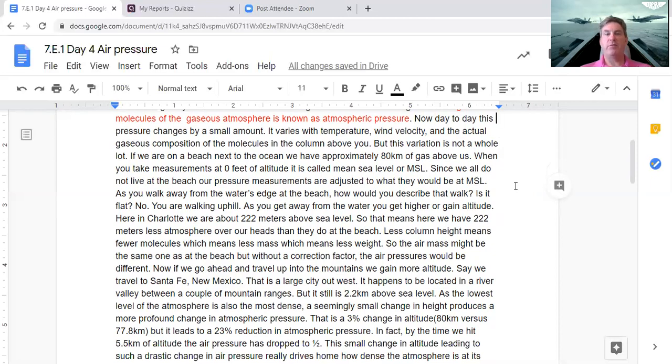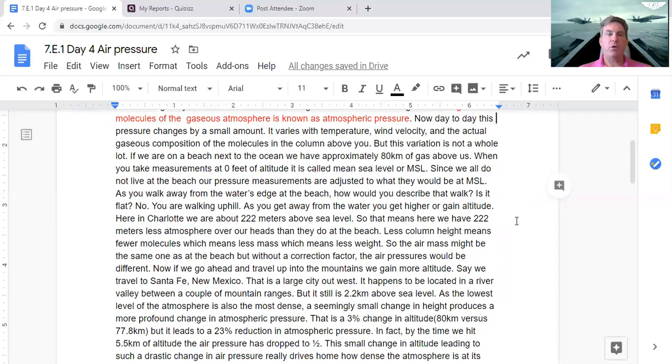Even though we live away from the beach, here in Charlotte we're about 730 feet or 222 meters above sea level. Yet our pressure measurements are still given to us as if we were at sea level, so that we can make our adjustments and understand what the weather is going to be. If you didn't adjust it, you would have no idea. 30.02 at one place would be good weather, and 30.02 at another place would mean horrible weather. So they adjust it all based on your altitude and read it to you like you're at mean sea level.